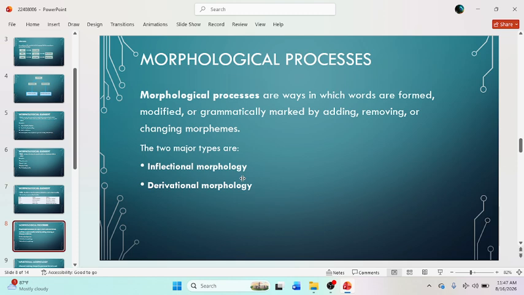Next, in this slide, I will discuss the morphological processes. Morphological processes are ways in which words are modified or grammatically marked by adding, removing or changing morphemes. There are two types of morphemes, inflectional morphemes and derivational morphemes. Now I am going to discuss these individually.